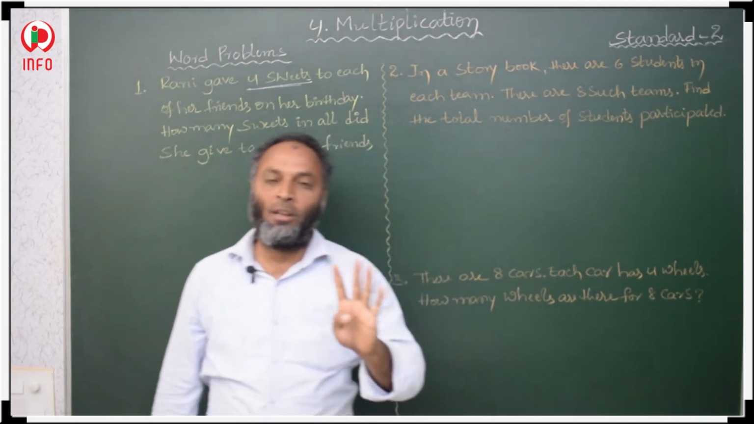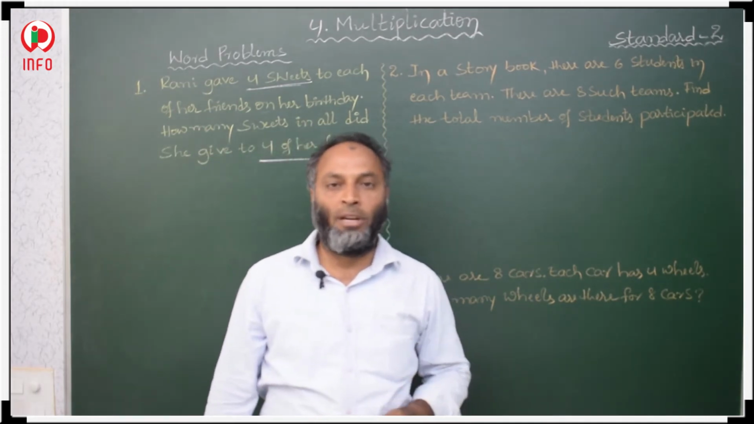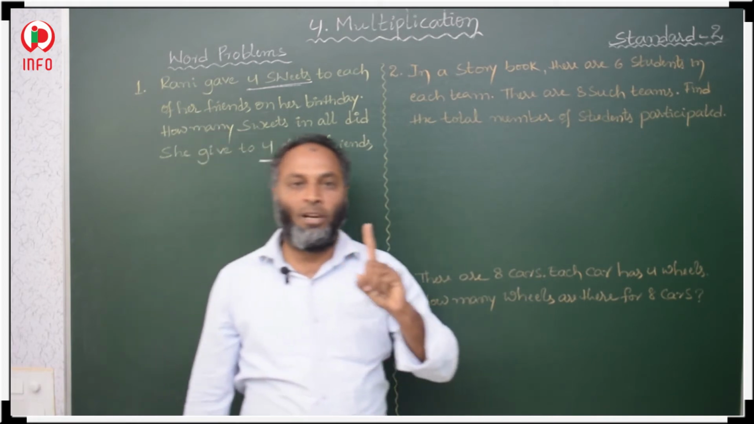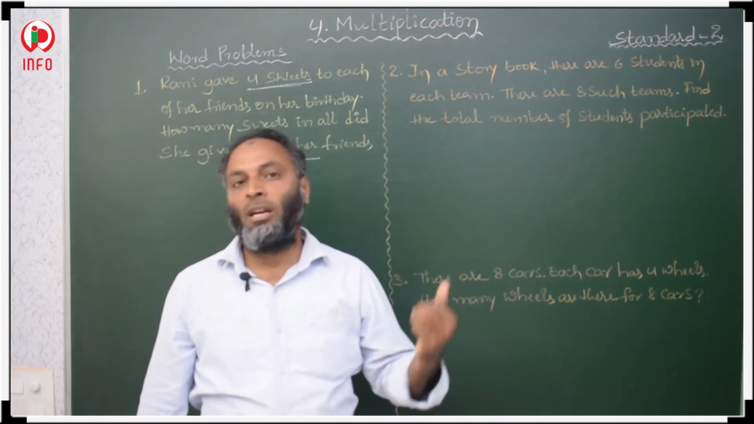4 friends. So then total how many sweets she has to give? So that we have to find. Here about one friend he has given. About one friend, she gave 4 sweets, and for 4 friends how many sweets she has to give?